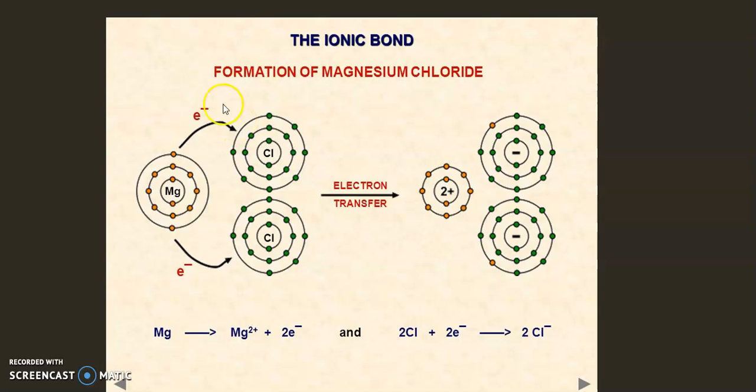But realize it lost 2 electrons. So instead of just having 1 extra positive proton over electrons, it has 2. So it'll have a 2 plus charge. And the chloride ions are still going to have 1 negative charge because they each gained an electron. But again, whenever they have this cation and these anions, they will form these attractions and then form this salt called magnesium chloride.